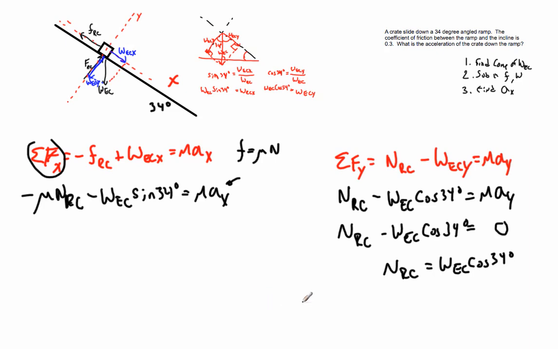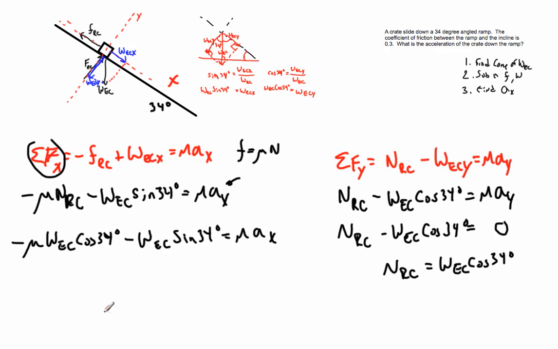Well, that's great because I want to find this, and one of the things I don't know is the normal force, but now I have an expression for the normal force. So that's going to be mu times, now wherever I have normal force here, I can plug in that because they're equal. So this will be WEC cosine 34 degrees minus WEC sine 34 degrees equals MAX. This piece here came from here.